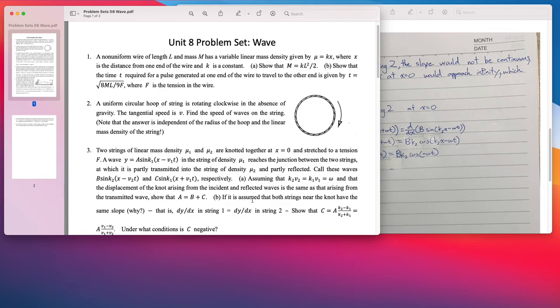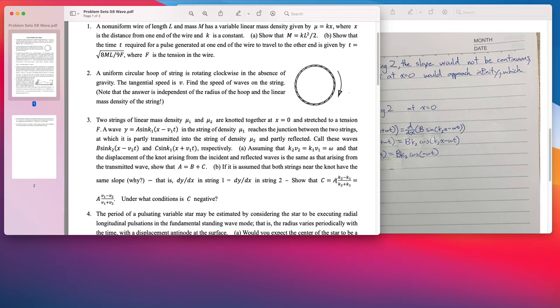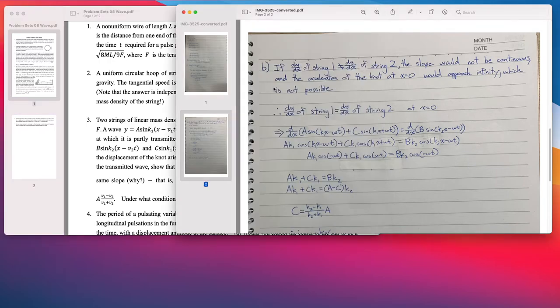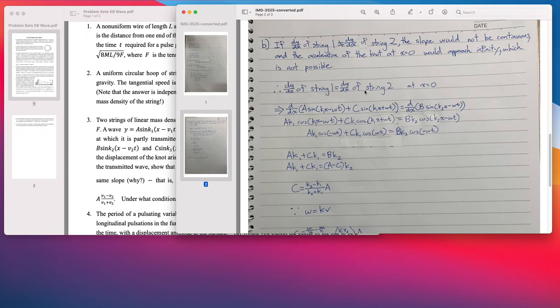For part B, if it is assumed that both strings near the knot have the same slope, that is dy dx in string 1 is equal to dy dx in string 2, show that C is equal to this, and under what conditions C is negative. If dy dx of string 1 is not equal to dy dx of string 2, then the slope would not be continuous, and the acceleration of the knot at x is equal to 0 would approach infinity, which is not possible. So the derivative of string 1 is equal to the derivative of string 2 at x is equal to 0.